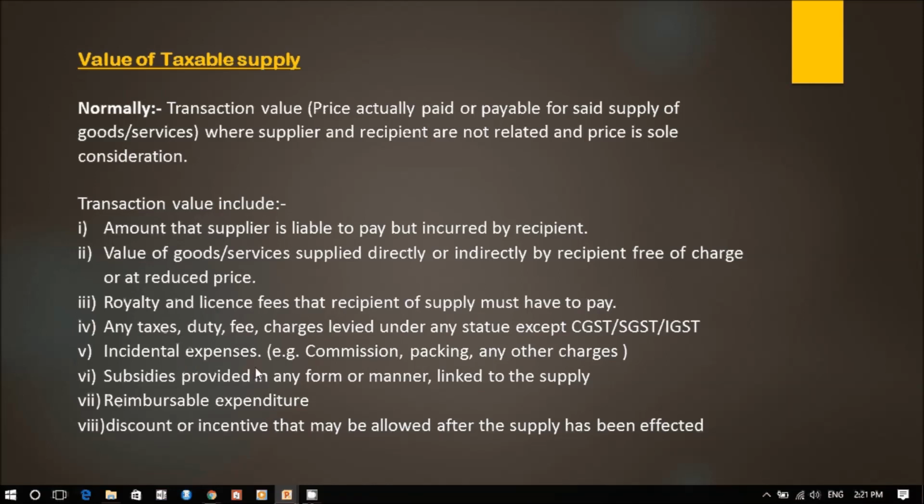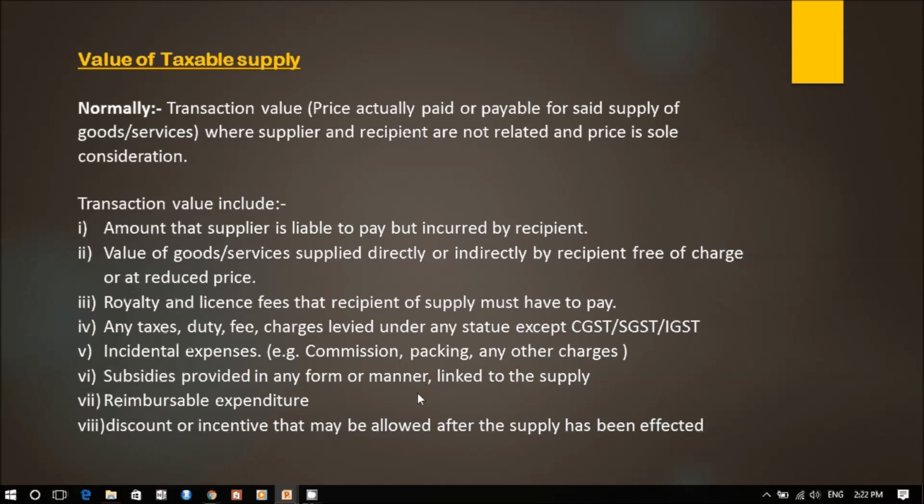Any incidental expenses, any commission, packing or any other charges incidental to the supply would also be part of the value of taxable supply. If the goods were for 100 and he has taken 20 rupees for the packing from the recipient, then this 20 rupees will also be part of the value of taxable supply.